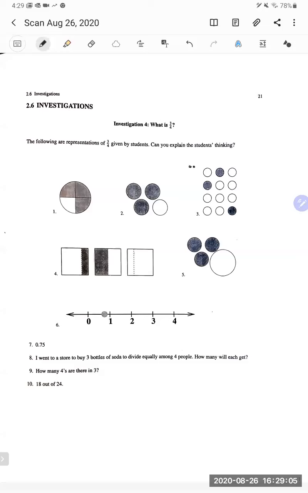What I want you to do now is pause the video and take a look at number 3. Number 3 is a really interesting one. So what I want you to do is pause the video and see if you can see 3/4 in this diagram. Try to figure out at least 2 different ways to see 3/4 using this diagram. So go ahead and give the video a pause and try to do that.